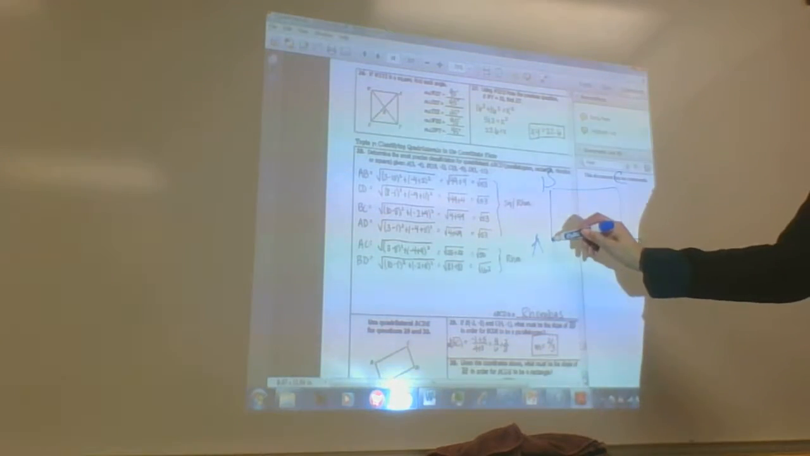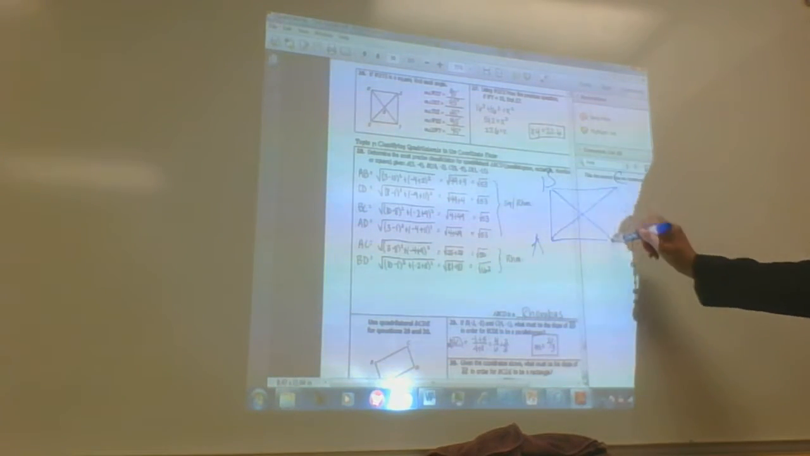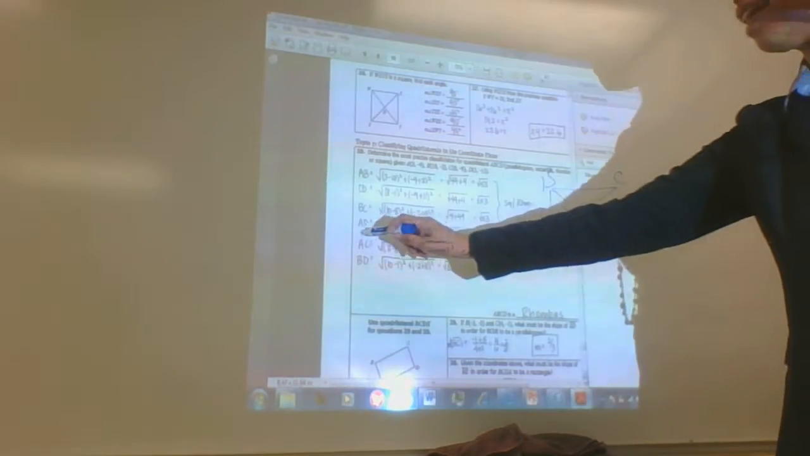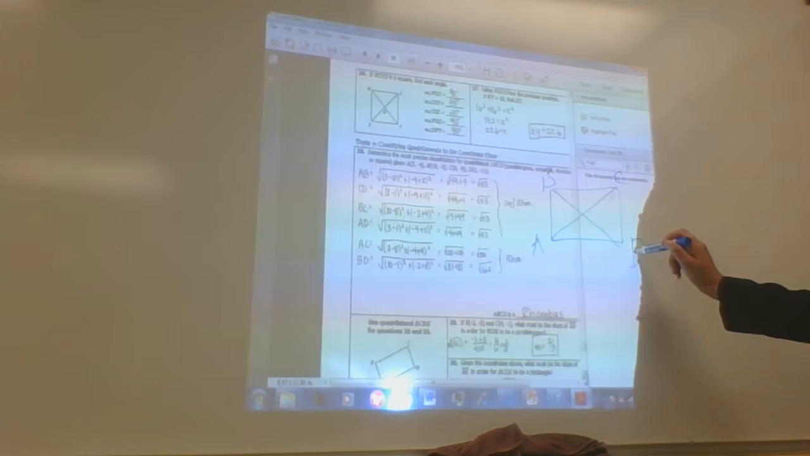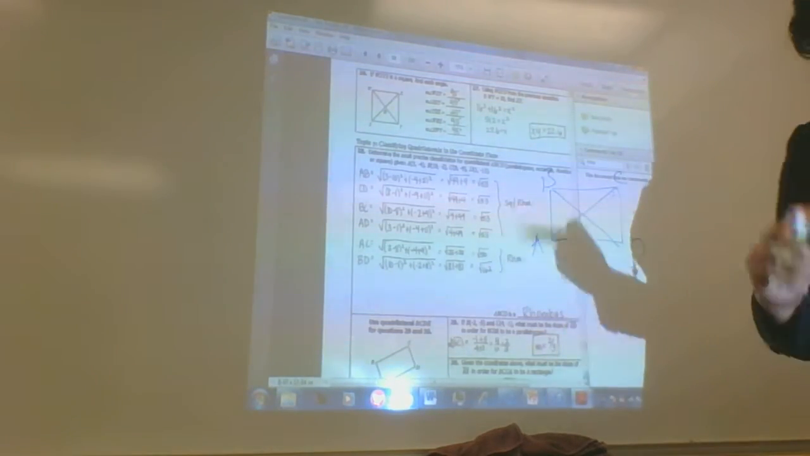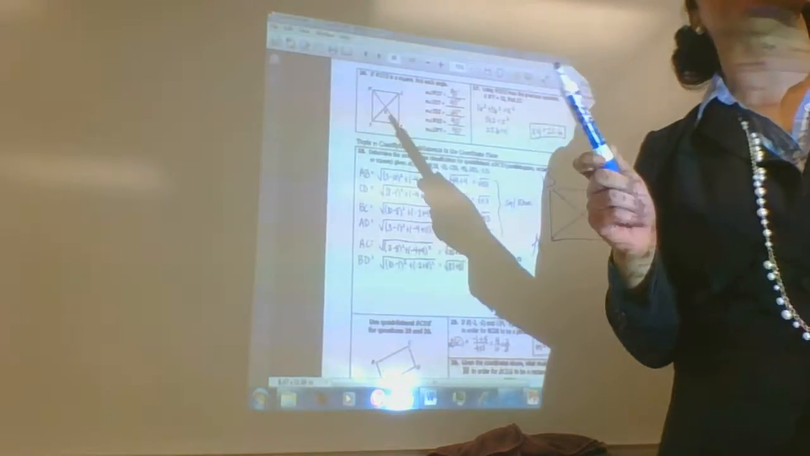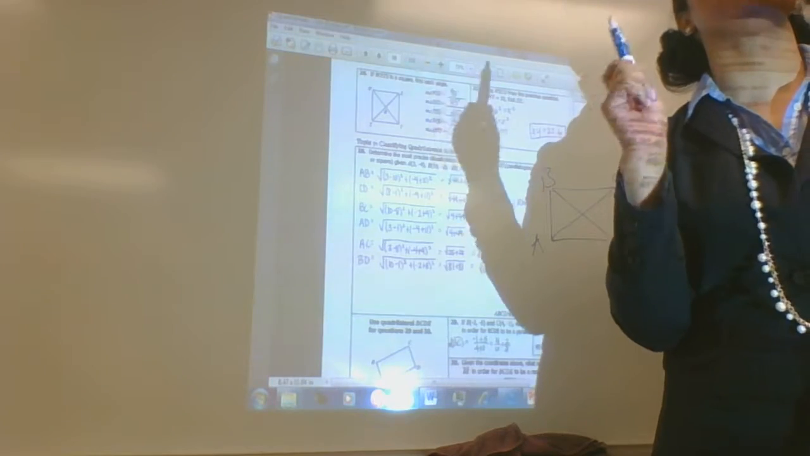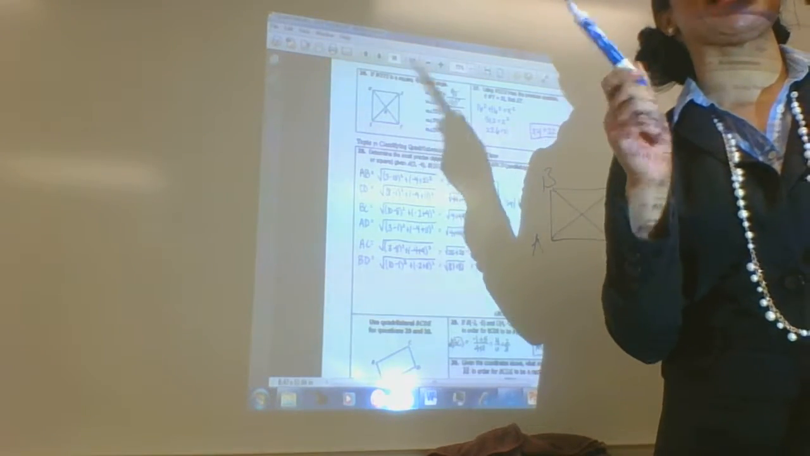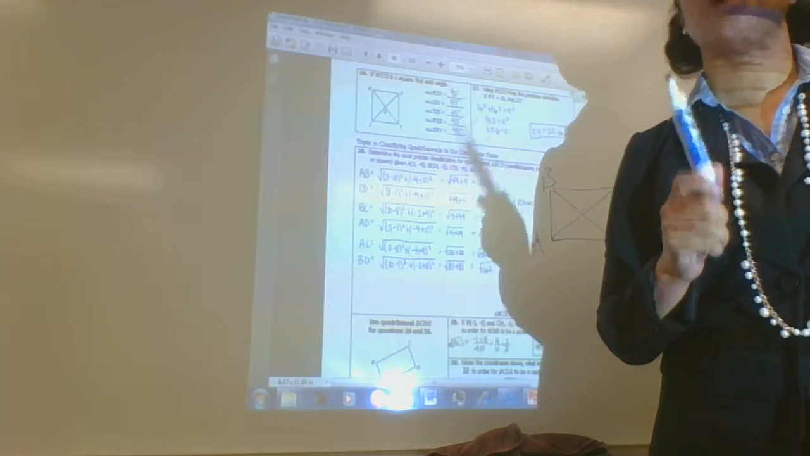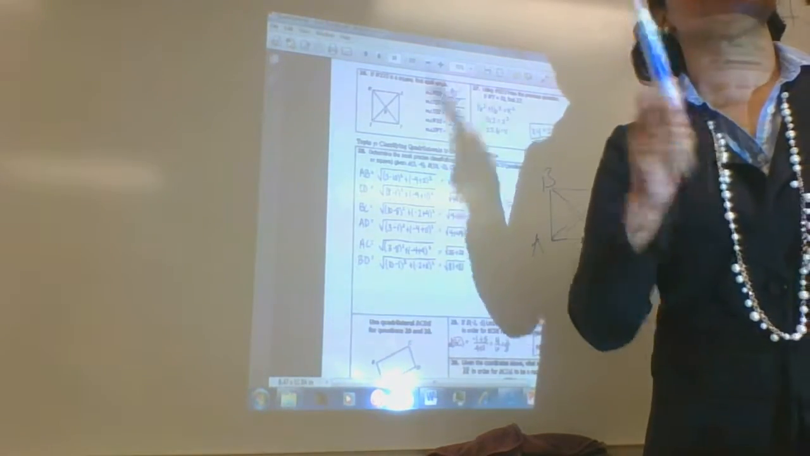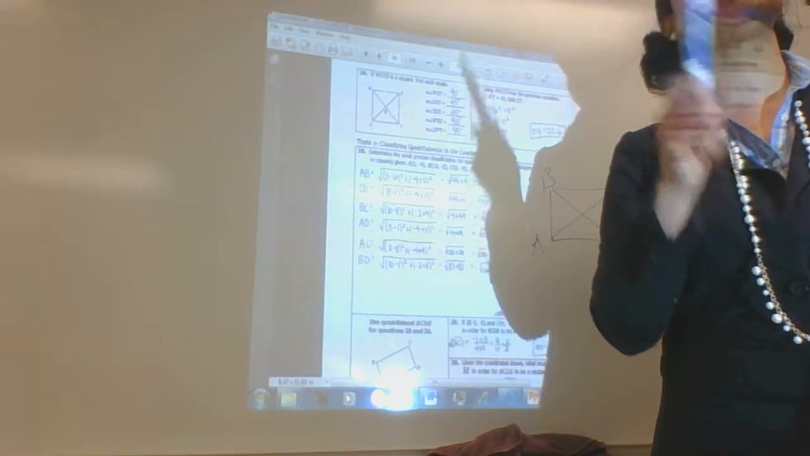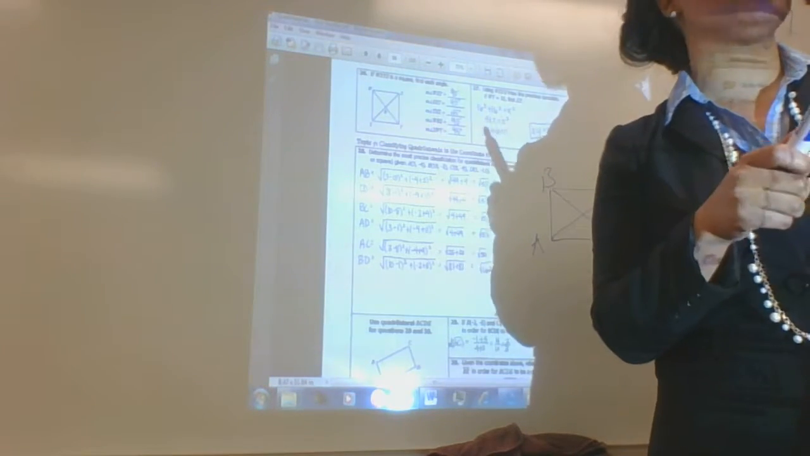Do you see that we looked at the diagonals? AC and what? BD. Right? Why am I looking at the diagonals? Because when you look at rhombi, are the diagonals equal? No. For a square, are the diagonals equal? Yes. So that's the only way you can tell the difference of a square and a rhombus.